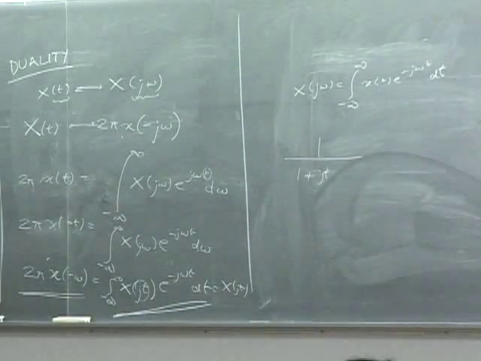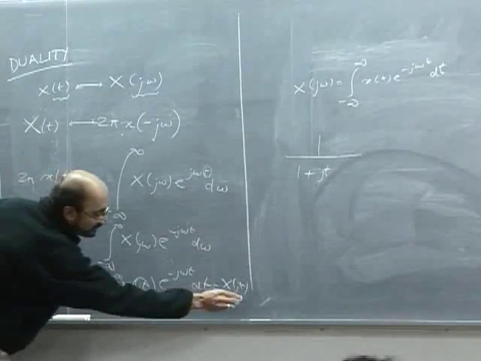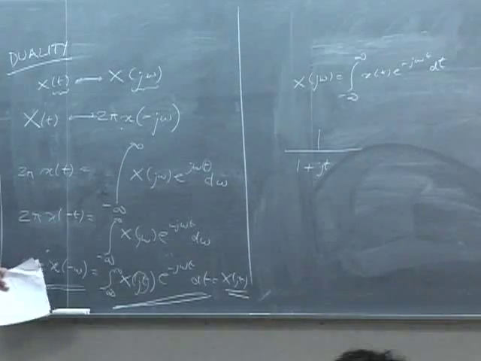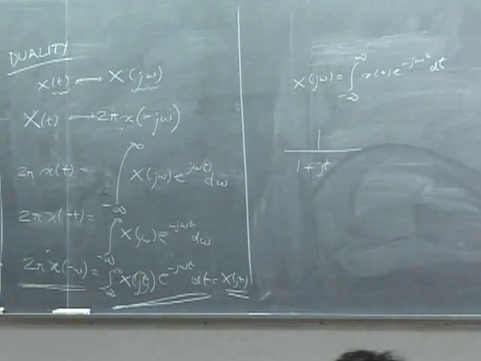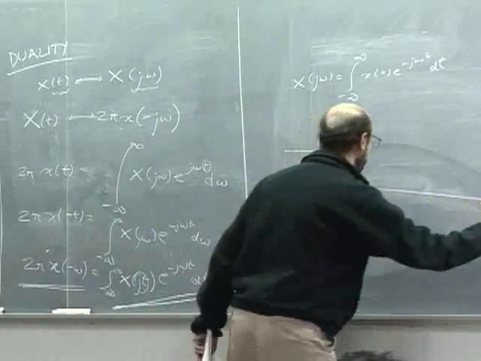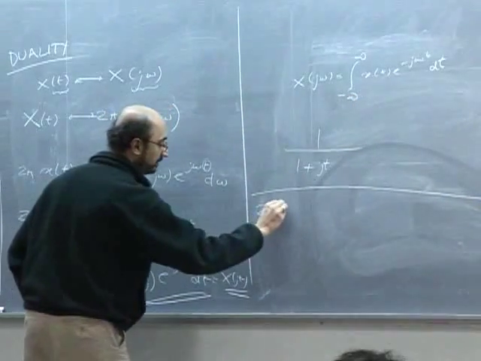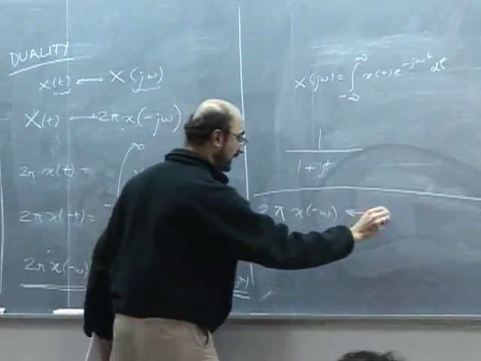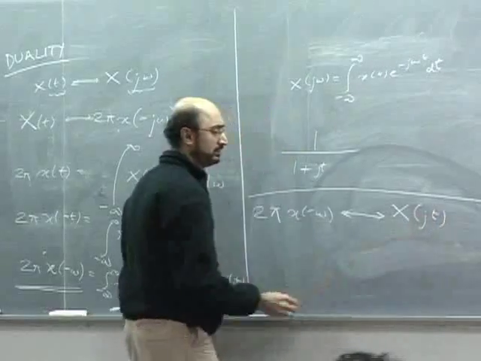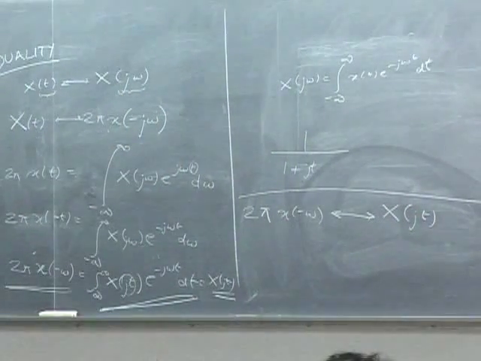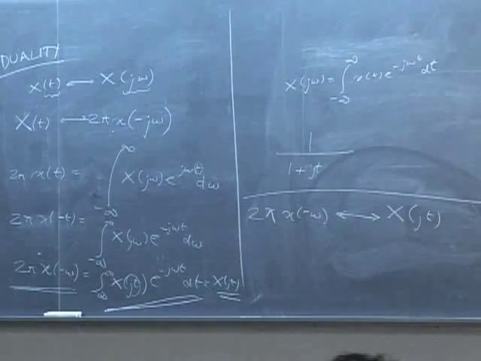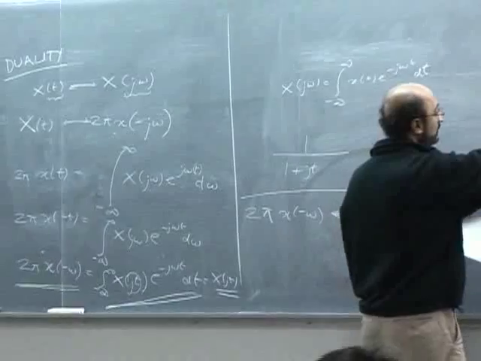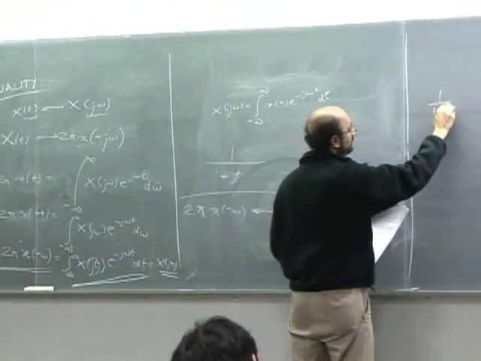The reason I can give you the answer from first principles is that I have over here, as you see, X of jt. So if you just rewrite this part over here for clarity, I get 2 pi x of minus omega corresponds to capital X of jt. Do you guys see that? And so let's look at the whole example. The question was, what is the transform of 1 over 1 plus jt?